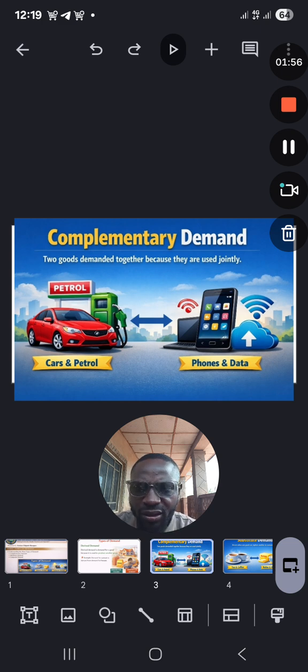Now, what is complementary demand? These are demands where 2 goods are demanded together, joined to satisfy a human want. When 2 or more goods are joined together to satisfy one particular want. Let's take, for instance, car and petrol. The demand for a car necessitates the demand for petrol, because there's no way you can use a car without petrol, right? Another example is phone and data. When you get a phone, it necessitates the demand for data.